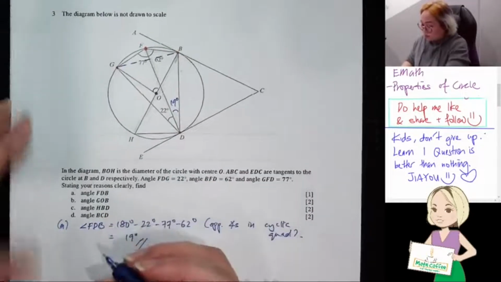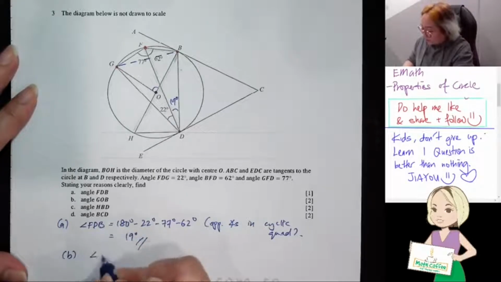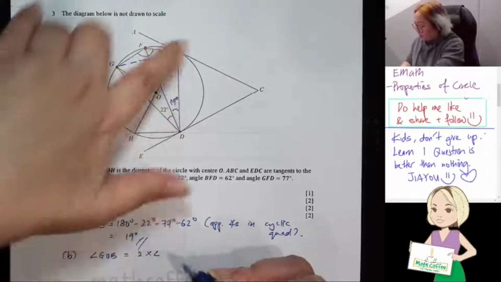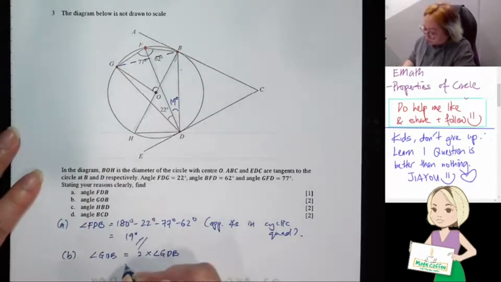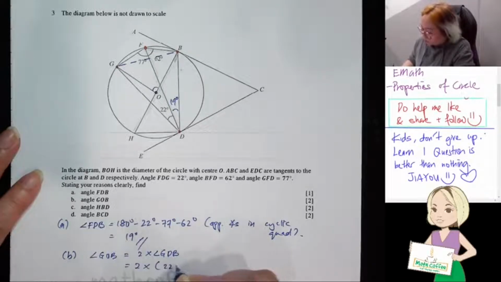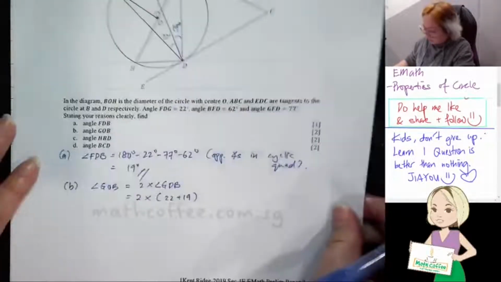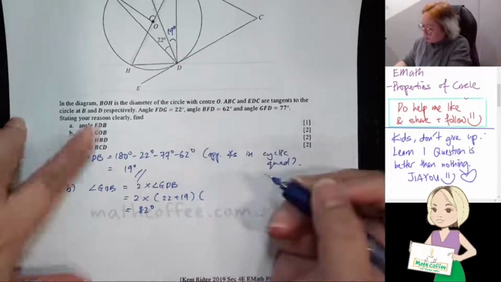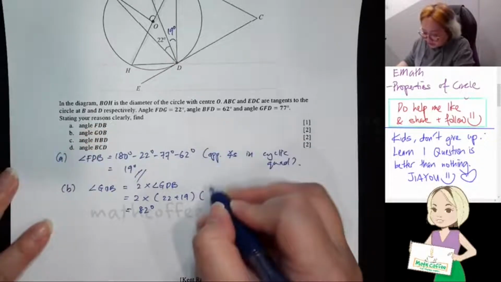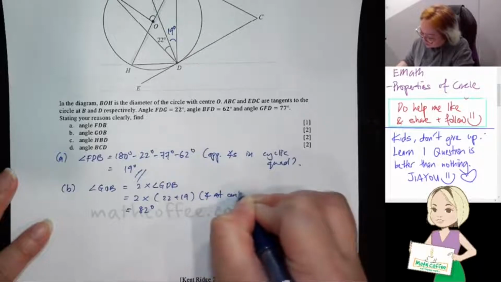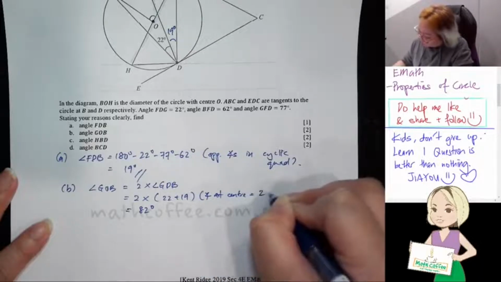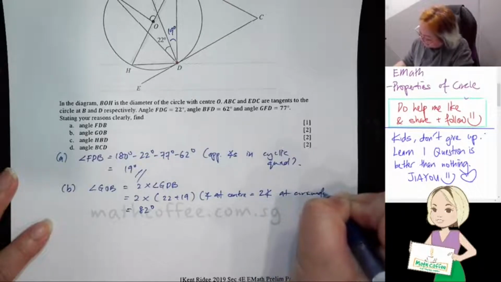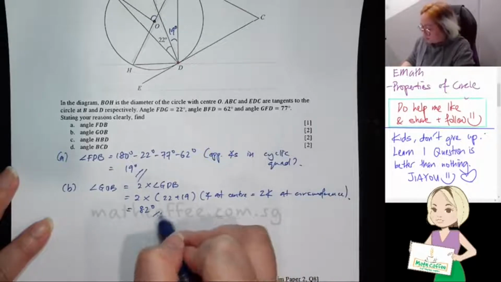So in this case, part B, angle GOB is equals to 2 times the angle of GDB. So it will be 2 multiplied by the 22 plus 19. And that will give us 82 degree. Okay, and the reason, because they say state your reason clearly, you will have to say angle at center equals to 2 angle at circumference. And this will be for part B.